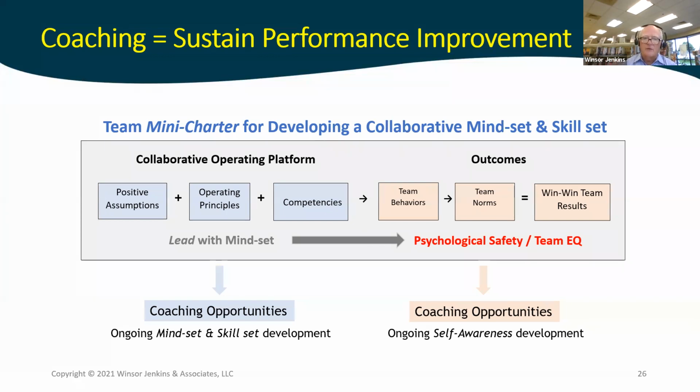They still have to be addressed by the leader and the team. But for the context that we're talking about today in the book, this is kind of the bottom line as far as the team mini charter. So again, it's a case of using this collaborative operating platform to help drive team behaviors, team norms, results. It also is set up to help address the psychological safety, the team EQ that's key to team success as well. And then from a coaching perspective, the platform has built-in opportunities to coach people around the mindset and the skill set applications we talked about. And then on the other side, it's the case of having coaching opportunities that focus on developing self-awareness.